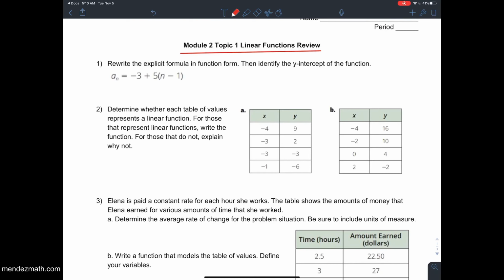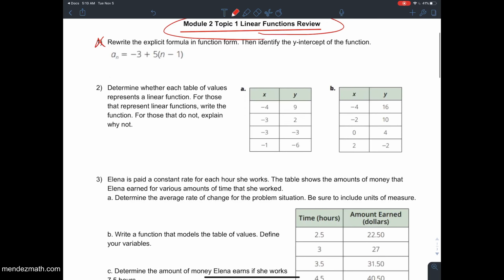Alright guys, so today we're gonna go over this linear functions review here. For now, we're gonna skip number 1. So, number 2, determine whether each table of values represents a linear function. For those that represent linear functions, write the function. For those that don't, explain why not.